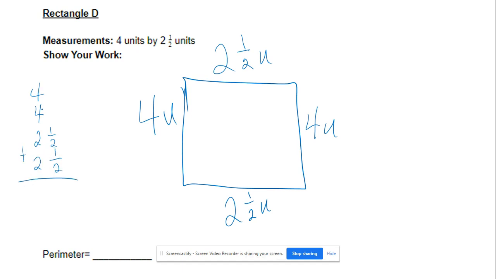Let's see. 4 plus 4 is 8, plus 2 is 10, plus 2 is 12, and a half plus a half is 1 whole. 12 plus 1 is 13 units. So our perimeter is 13 units.